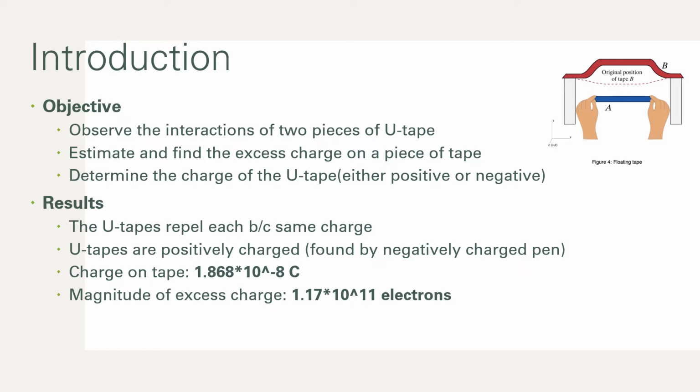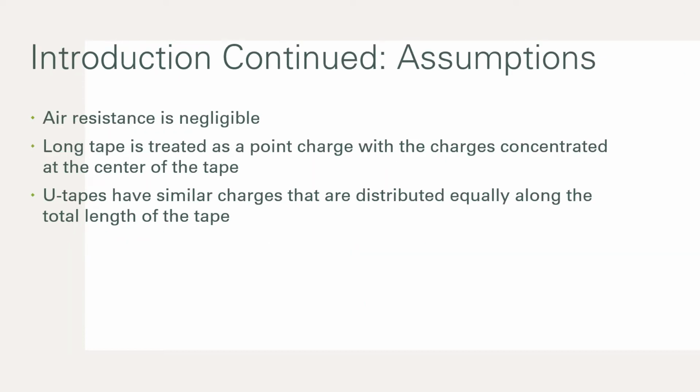Our results were that the U-tapes did repel each other because they had the same charge. The U-tapes were positively charged. The charge on each tape was 1.868 times 10 to the negative 8 coulombs, and the magnitude of excess charge was 1.17 times 10 to the 11 electrons.